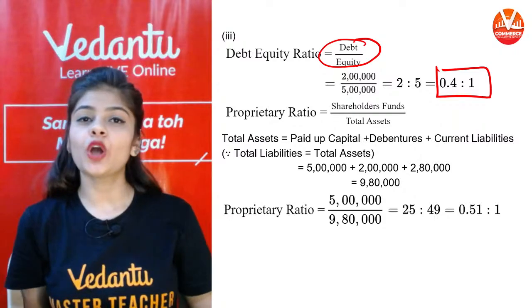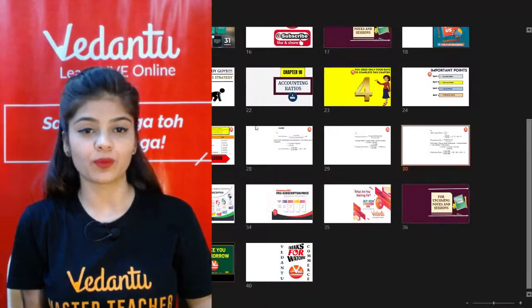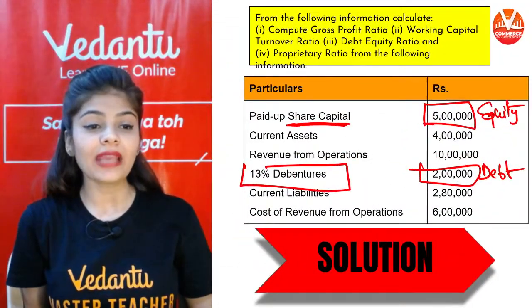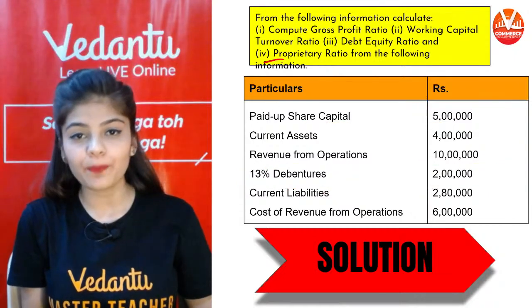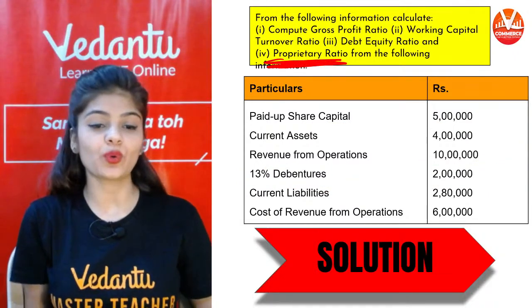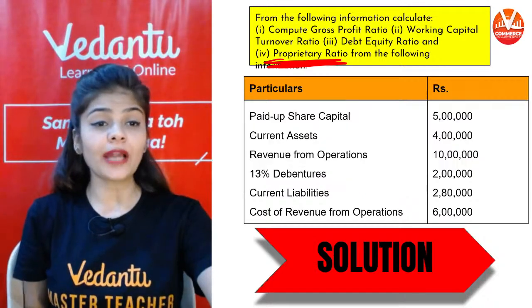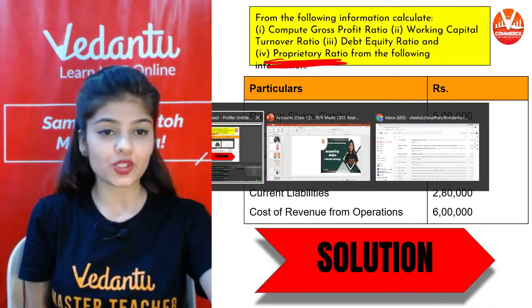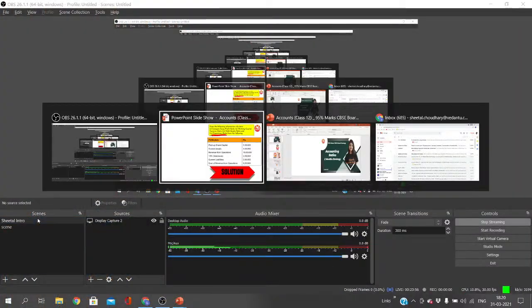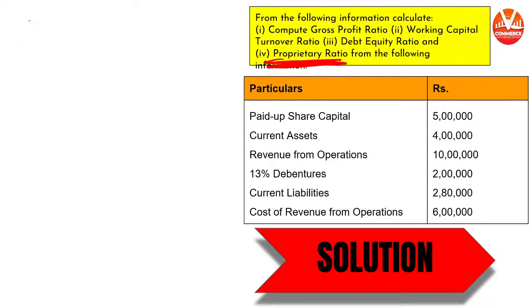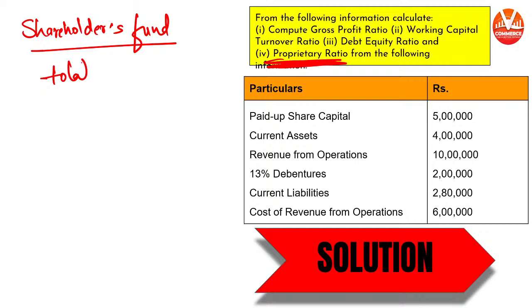Now coming on to proprietary ratio. The next that we have to calculate is proprietary ratio. So what is the formula to calculate proprietary ratio? The formula is shareholder fund divided by total assets.